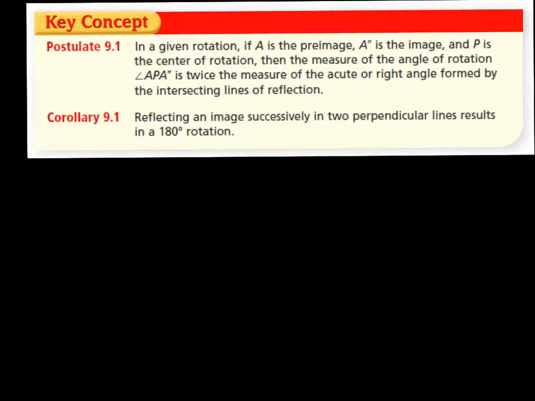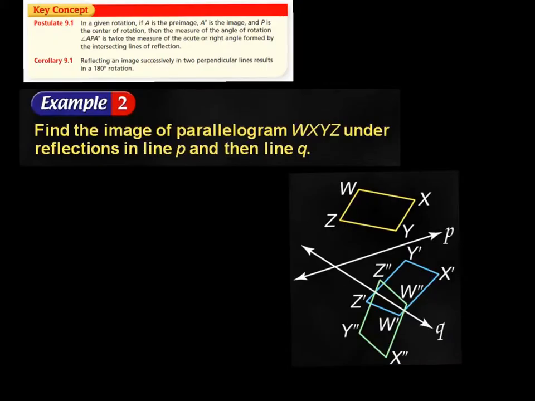And so the corollary that follows directly from that: reflecting an image successively in two perpendicular lines results in a 180-degree rotation. Find the image of the parallelogram WXYZ under reflections in line P and then line Q.